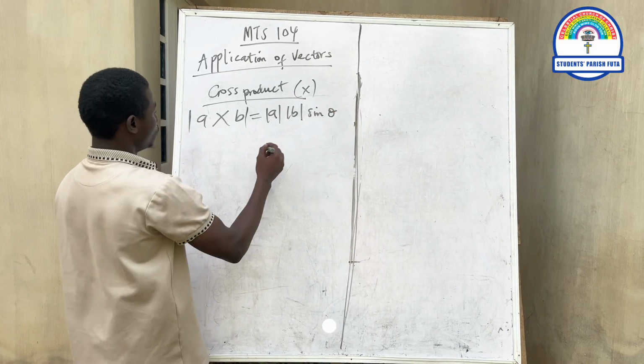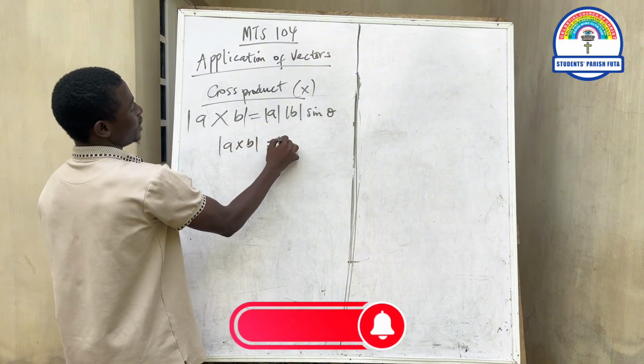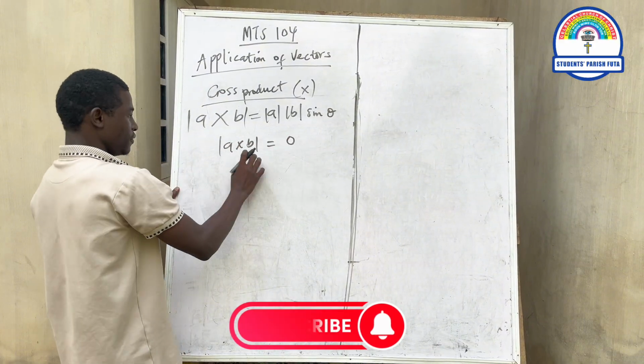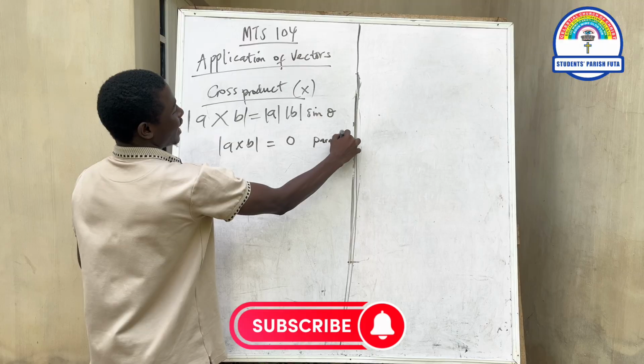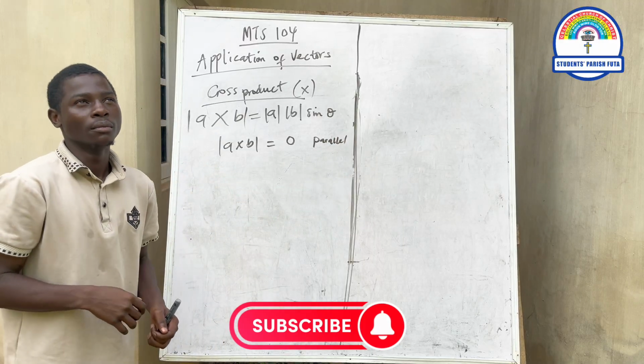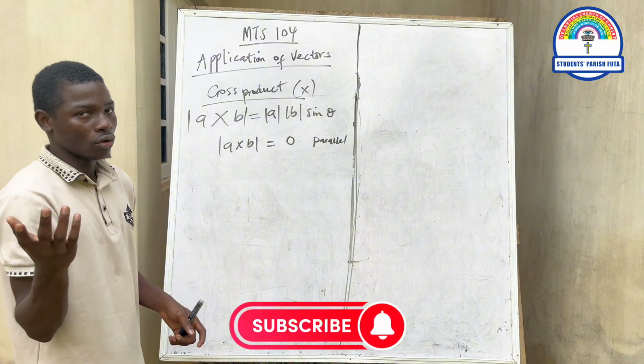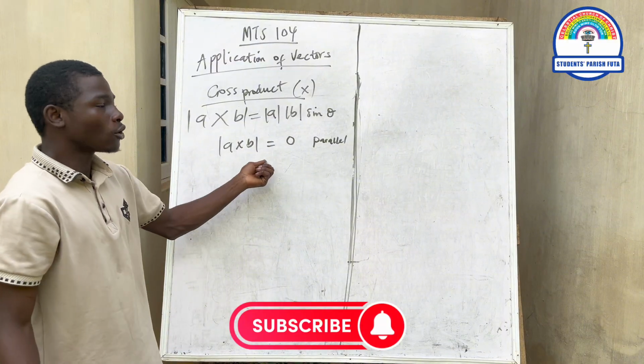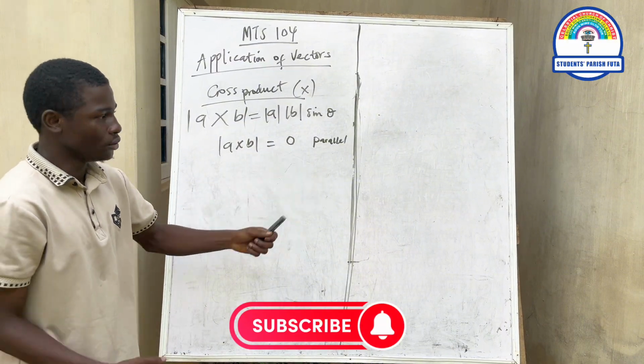Sine 0 gives you 0. So this is the condition for parallelism. If you want to use the vector product to know if two vectors are parallel, the modulus of their cross product has to be 0.